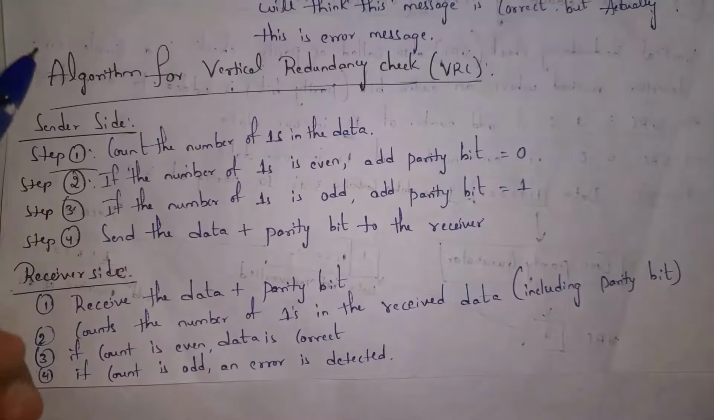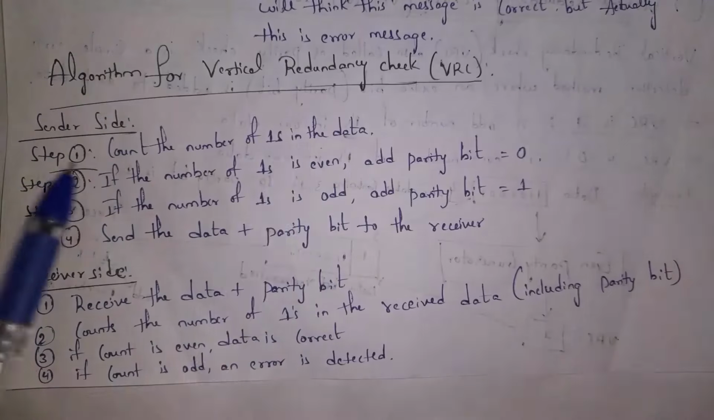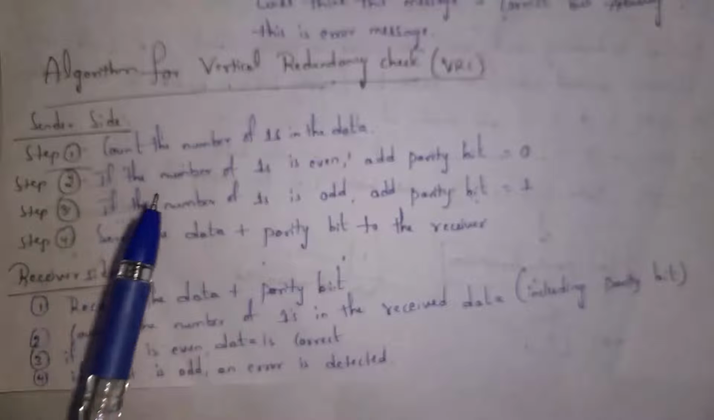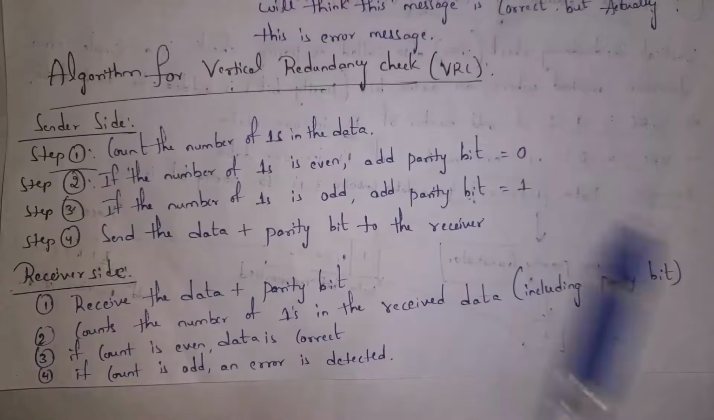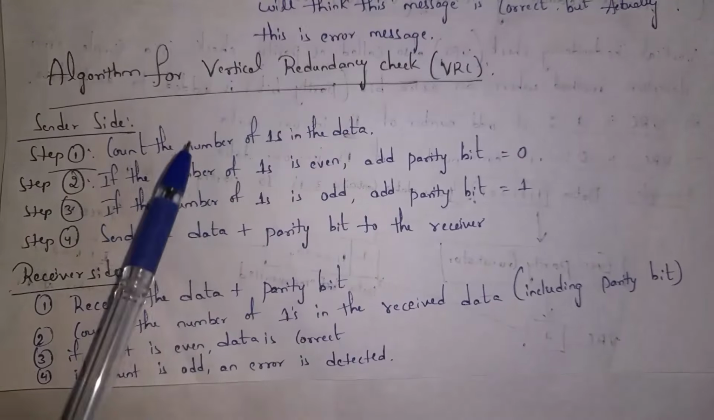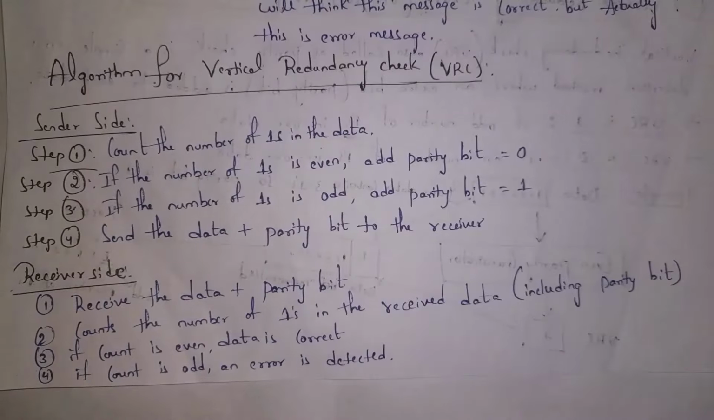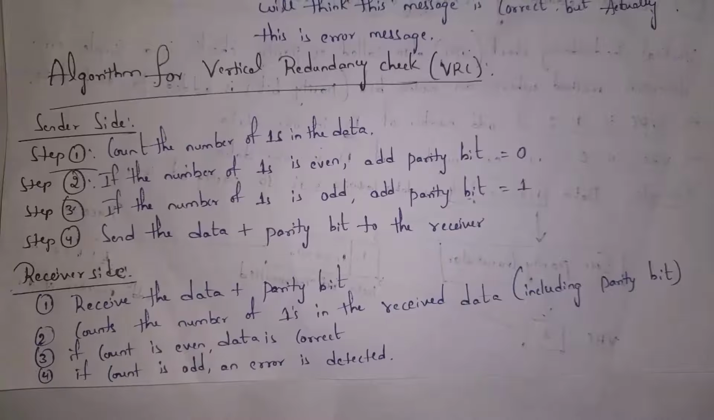This is the algorithm for VRC. On the sender side, the sender will count the number of ones in the data. If the number of ones is even, then the parity bit value is 0. If the number of ones in our data is odd, then the parity bit value is 1. The actual data as well as the parity bit are combined and then transferred to the receiver. Now the receiver receives the data as well as the parity bit, and even on the receiver side, the receiver will count the number of ones. As the sender's data contains an odd number of ones, the receiver count must be an even number of ones. If there is an even number of ones on the receiver side, the data is correct, else the data is wrong.